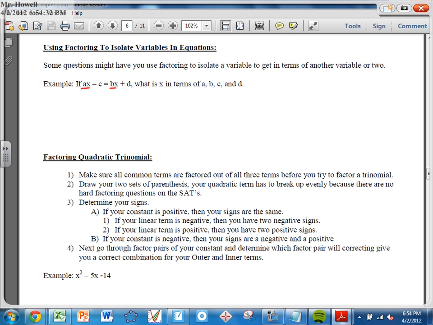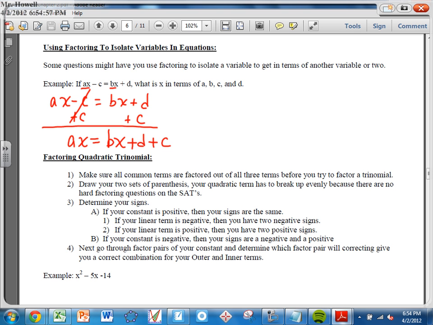So in this case, my recommendation to you, let's start, ax minus c equals bx plus d. If you need to get x by itself or solve for x, get them over to the same side. So start by adding c to both sides. I'm going to be left with on the left side ax, because these c's cancel. Now I have bx plus d plus c, which is fine. We're good to go. Now I'm going to rewrite it.